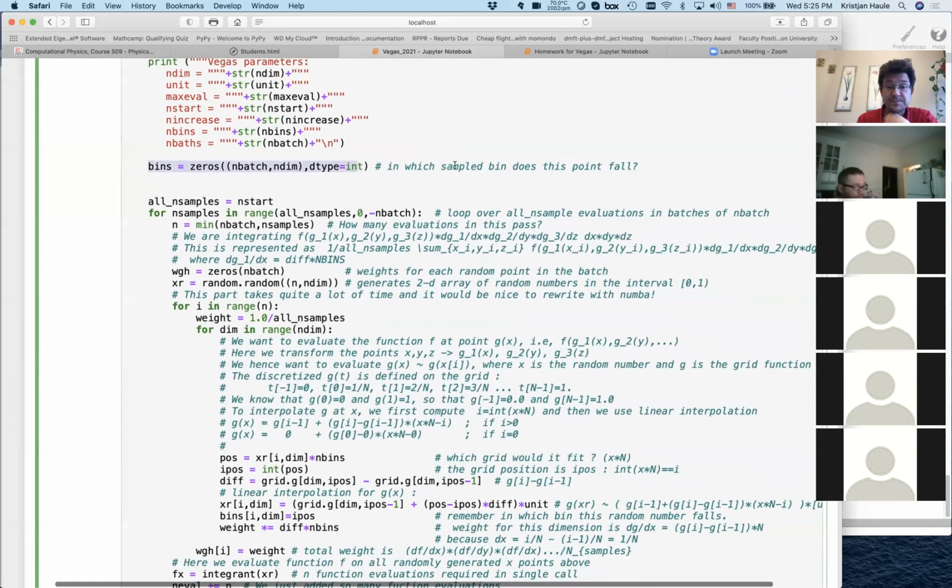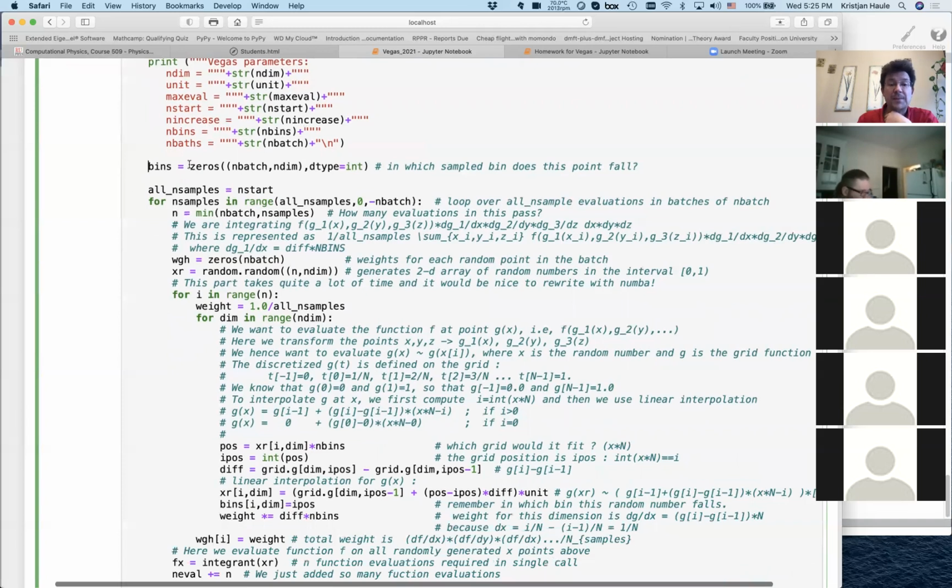Then this is an interesting array, bins. This array bins is an integer array. Look here, its dtype is integer, of size n batch and dim, which will tell you in which grid point the random number falls. Okay, so let me try to explain that.